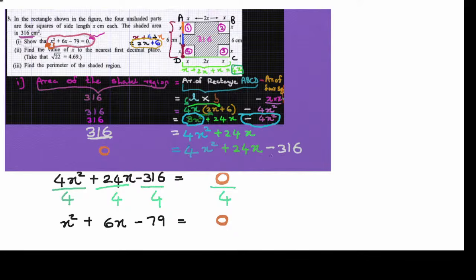Alright, now let's see whether the equation we have matches what they wanted us to get. Yes, it does match. So we have shown that x squared plus 6x minus 79 is 0.